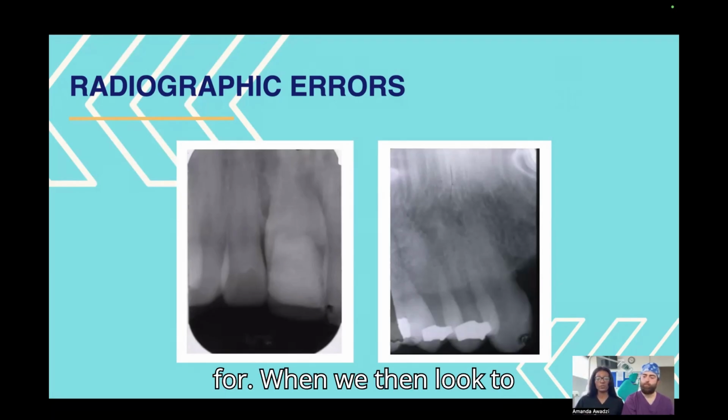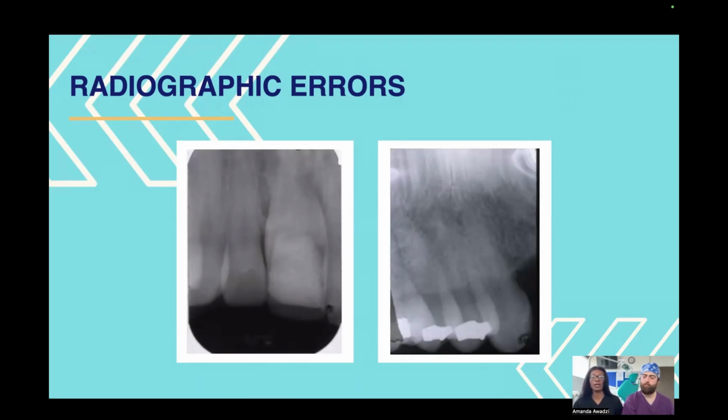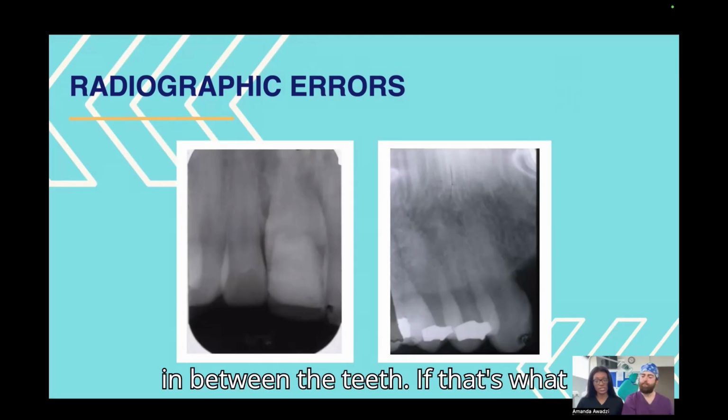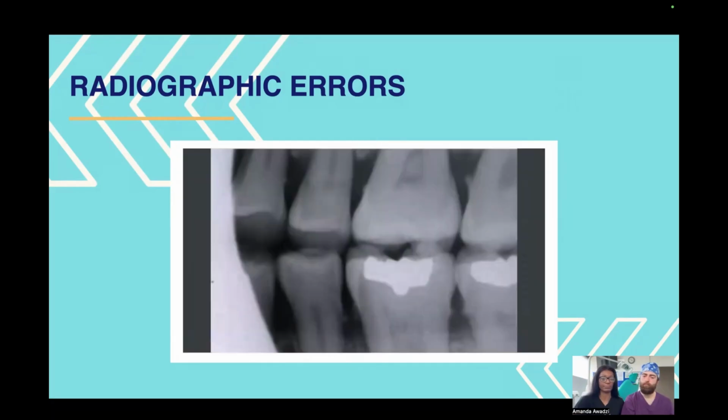When we then look to the x-rays on the right-hand side, you can see there's superimposition everywhere. So it'd actually be a nightmare if you're trying to determine if there are caries in between the teeth. If that's what you're looking for, you're definitely going to have to retake those again.